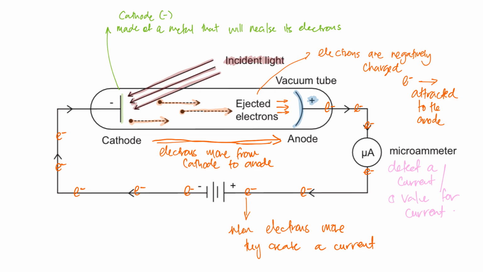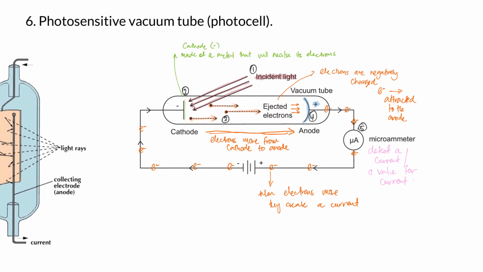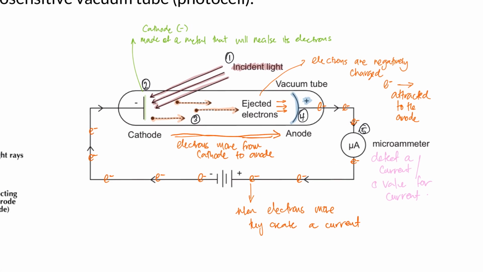So the first thing we're going to get is step 1 here. I'll label it for you. Step 1, you have your incident light and it shines onto the cathode. That's at point 2. The electrons are then ejected from the cathode, which is step 3 here, and they get attracted to the anode there. They then go through the circuit, through the conducting wire, through the ammeter, and then we get a current. So you need to be able to explain how this photocell works. What's the workings of a photocell?